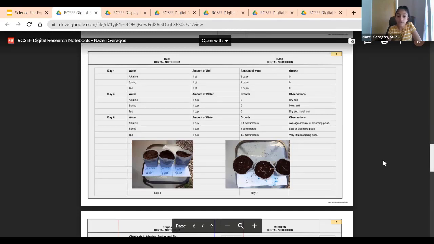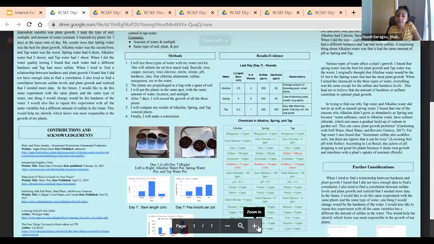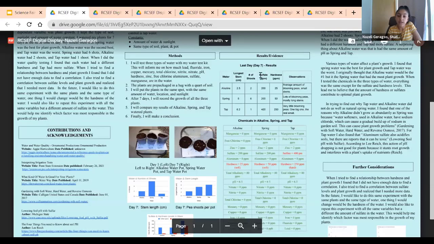Alkaline's tallest pea shoot was 2.4 centimeters. Spring's tallest pea shoot was 4 centimeters, and tap's tallest pea shoot was 1.9 centimeters. Under my results and evidence, on the last day of the experiment, alkaline had 2 pea shoots, and out of those 2 pea shoots, the tallest one was 2.5 centimeters. Spring had 6 shoots, and out of those 6, the tallest was 5 centimeters.